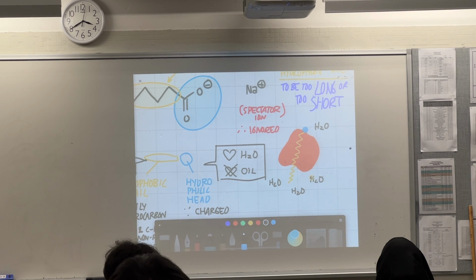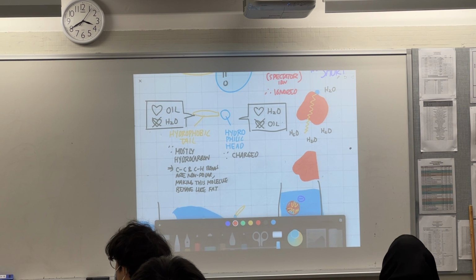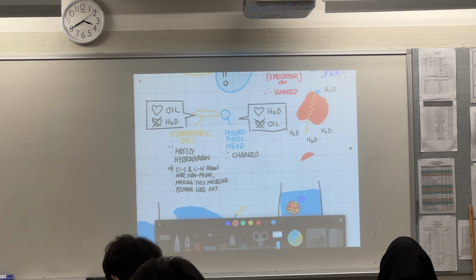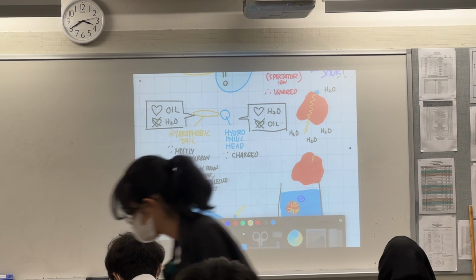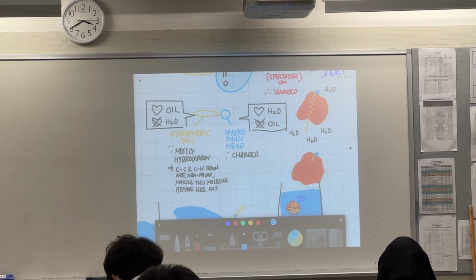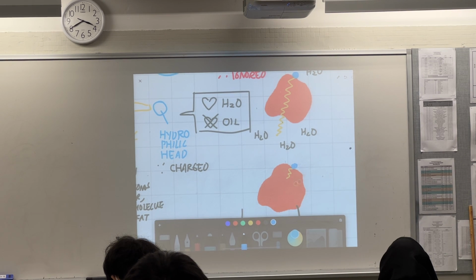Which makes it not very soluble. And then we also do not want the detergent molecule's tail to be too short. If it is too short, it will not be oil soluble enough, meaning that it will not be able to clean and remove or dissolve the oil as effectively.